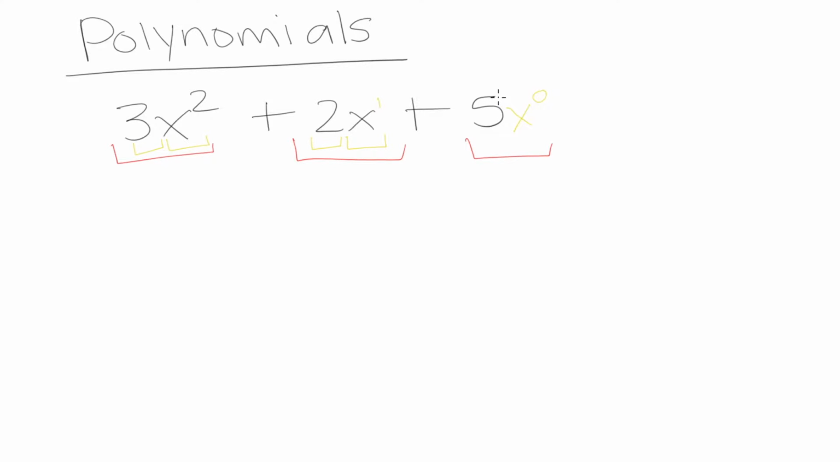So another way of writing down 5 is 5x to the power of 0. And this doesn't have to be x, this can be any variable, and you would still get the same answer. So indeed, this by itself is still considered a term. Now we call this a polynomial because we have an expression with multiple terms. And more specifically, this is known as a trinomial because it is composed of 3 terms.